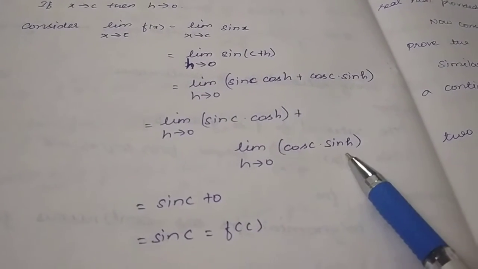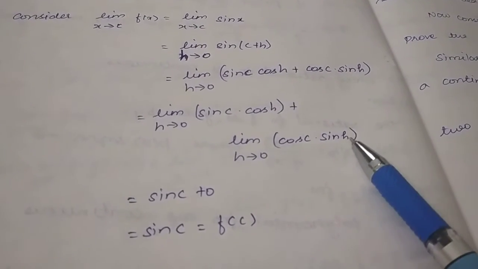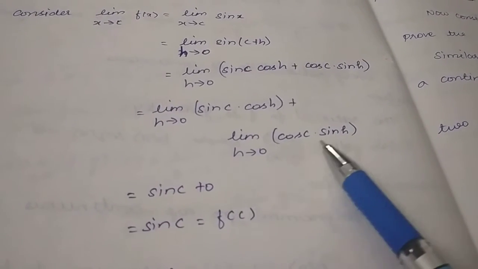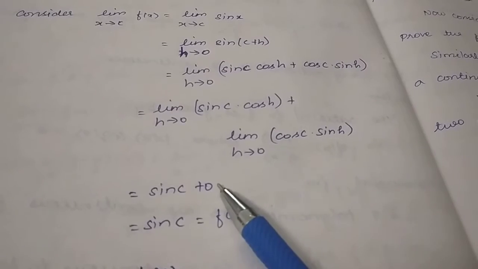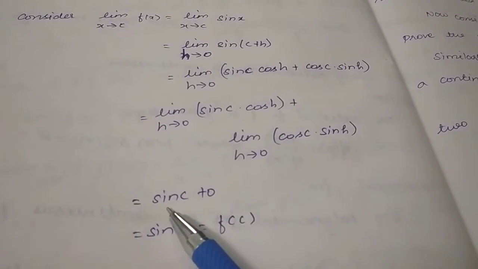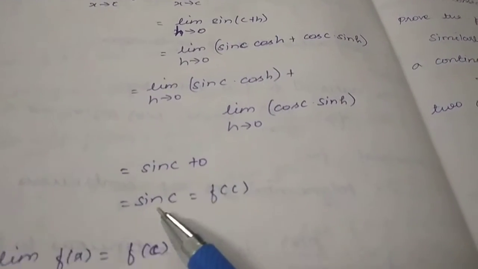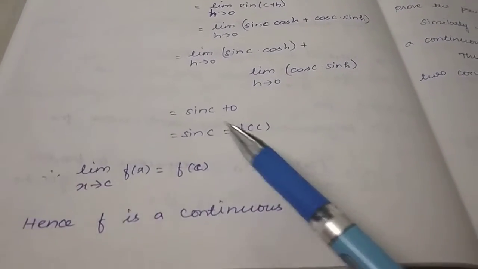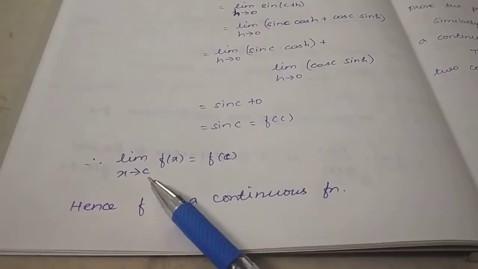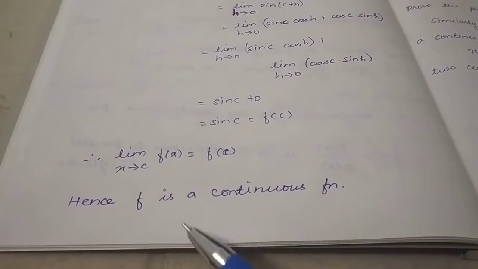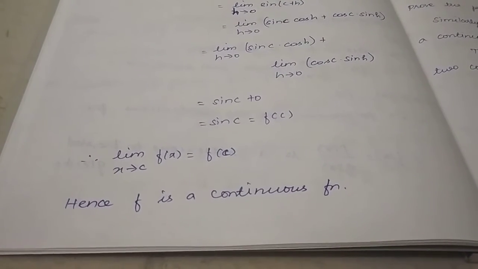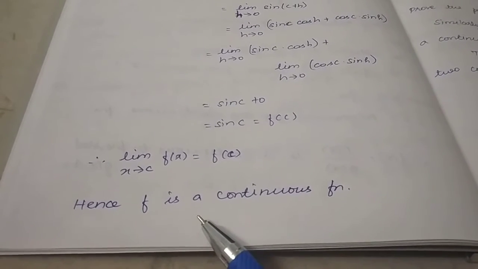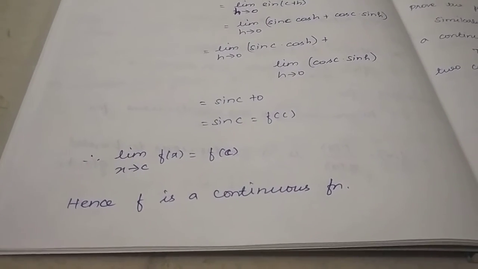Then what about this term? We'll be getting sin 0. Sin 0 value is 0, so this entire term will become 0. So the first term we'll be getting sin c and the second term 0. So simply sin c we are getting. Sin c is nothing but f of c. So we can say that the limit as x tends to c of f of x equals f of c. This is the definition of a continuous function. So we can say that the sine function is a continuous function.